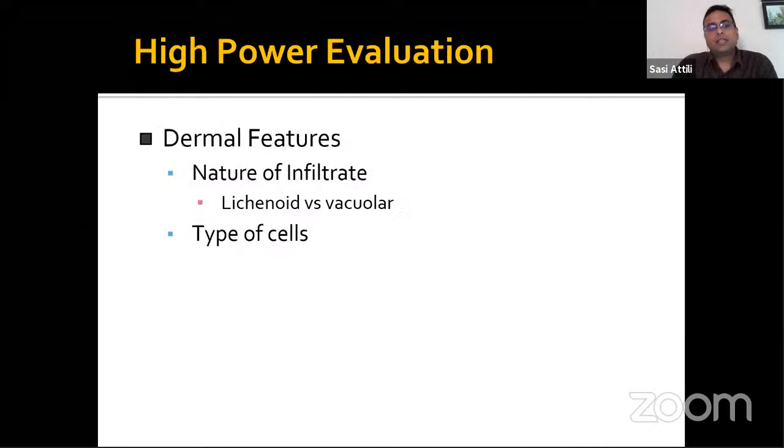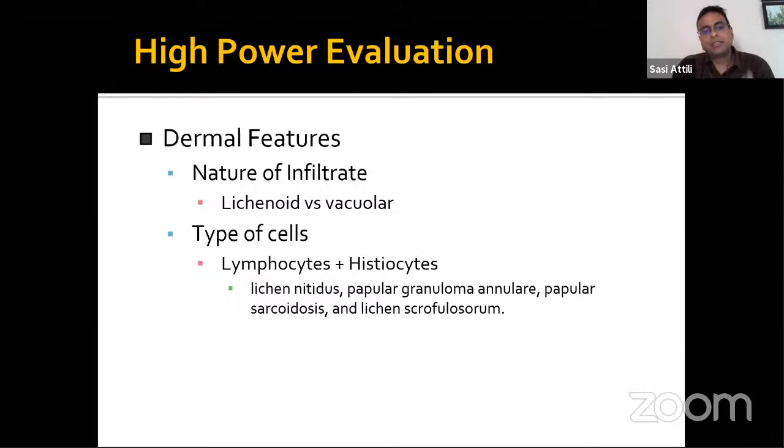Then we're looking at the type of cells. Lymphocytes obviously predominate in interface dermatosis. However, if there are histiocytes, think about lichenoid granuloma, but also remember papular GA, papular sarcoidosis, and lichen sclerosus can also have interface change and histiocytes. So these are differentials.